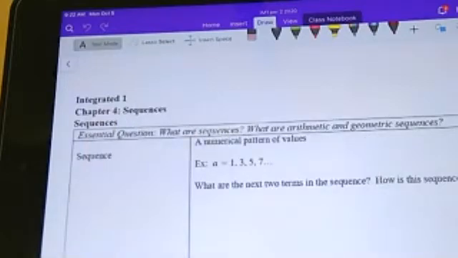It says pages 1, 2, and 3. So that's what we're doing today. We're going to do the first 3 pages of the chapter 4 notes. Okay, so they're on Schoology.